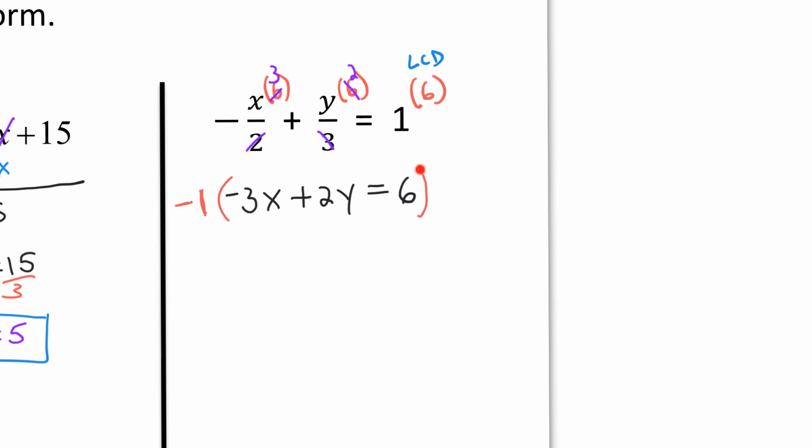Now notice what I did with the parentheses. The whole equation is inside the parentheses. So you distribute the negative 1, distribute, and distribute. Negative 1 times negative 3 is positive 3x. Negative 1 times positive 2 is negative 2y. And on the other side, negative 1 times 6 is negative 6. And that's it. You have the answer.